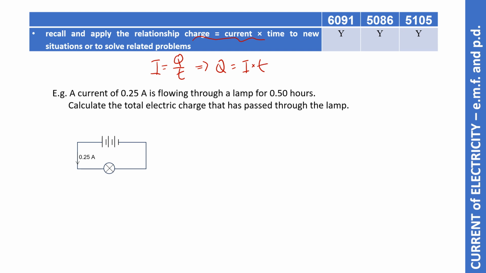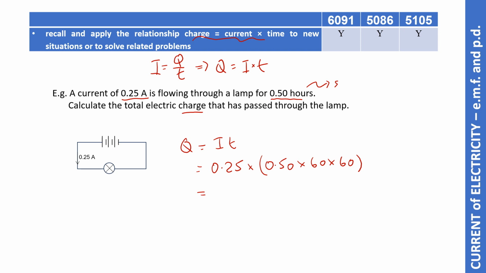We have a question here: a current of 0.25 amperes flowing through a lamp for 0.5 hours. Notice that we need to convert this to seconds. And okay, we calculate the charge. So Q is equal to I times T. Current I is 0.25 amperes. Time is 0.5 hours, converted to seconds will be multiplied by 60, multiplied by 60. So the answer will be 0.25, let me do a quick calculation, times 50.